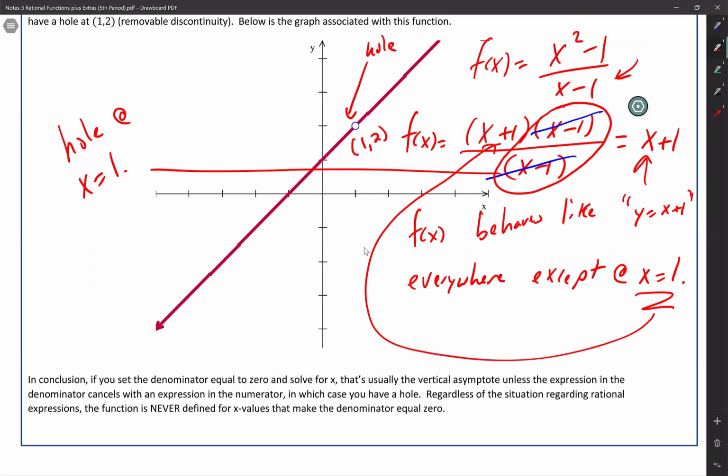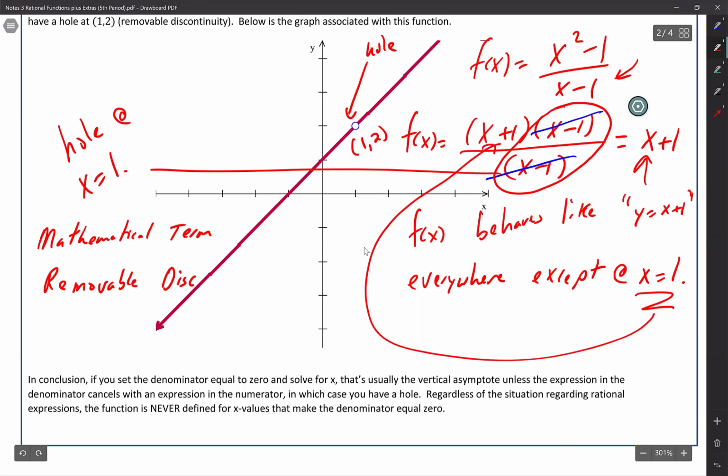By the way, the mathematical term for a hole is called a removable discontinuity. And who knows, maybe we should have called it that instead of a hole. But UH quiz does have the word hole for now, and so we'll just keep it in there for now.